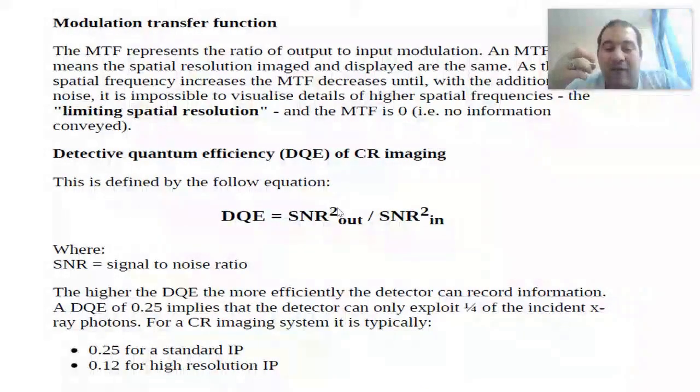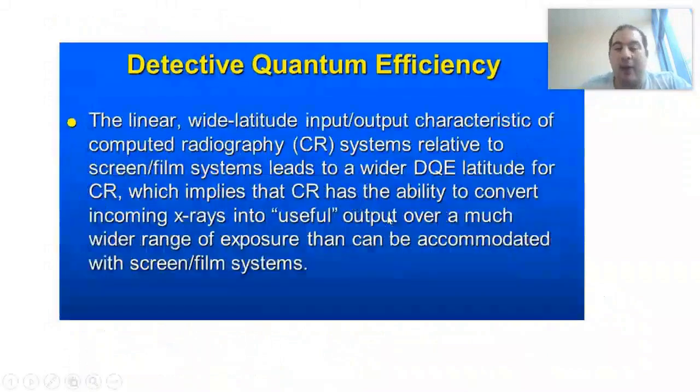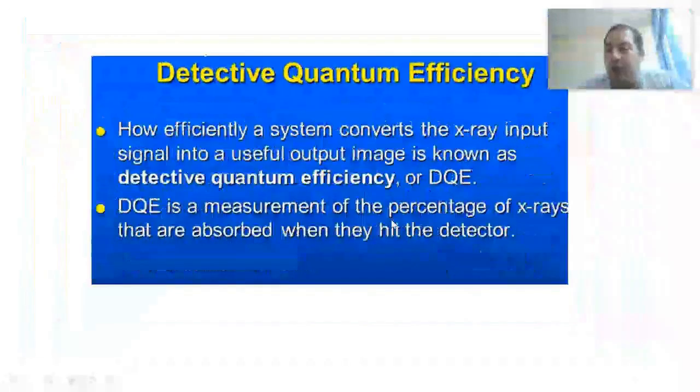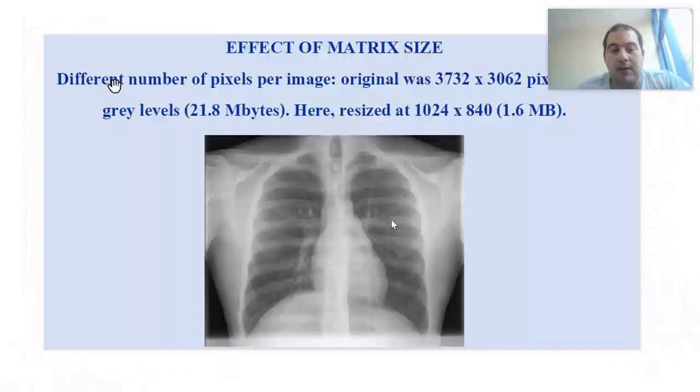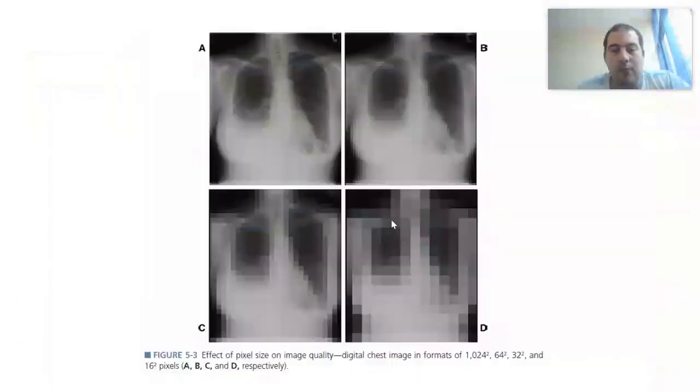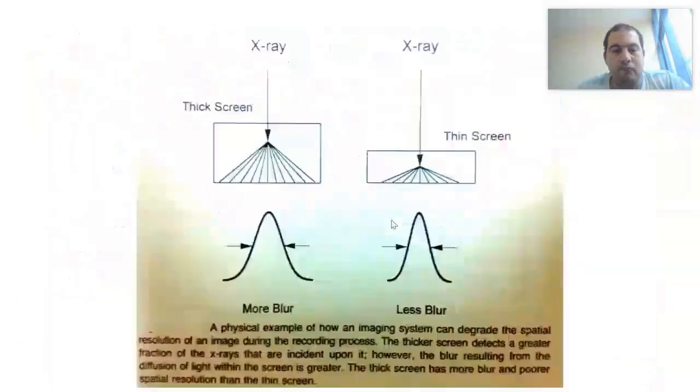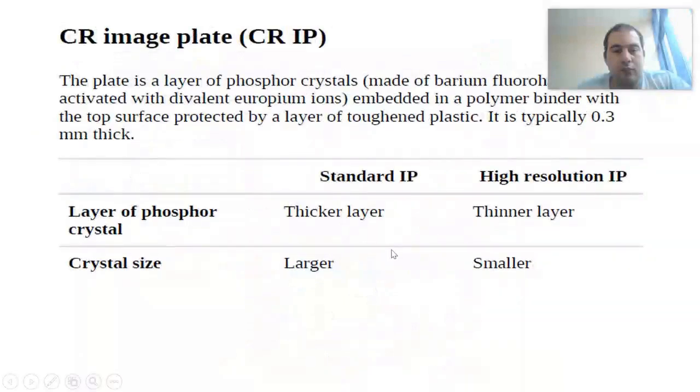For example, if you have two imaging plates, one standard and one high resolution. This is a standard imaging plate, and this is a high-resolution imaging plate. You will find that the phosphor layer is thick in the standard imaging plate, while in the high-resolution imaging plate, it is thinner. The crystal size here is larger, and in the high-resolution imaging plate, it is smaller.